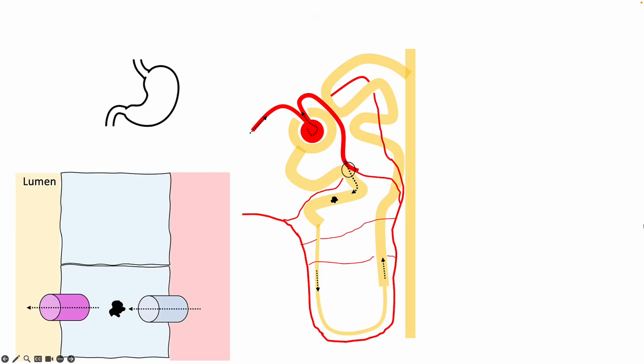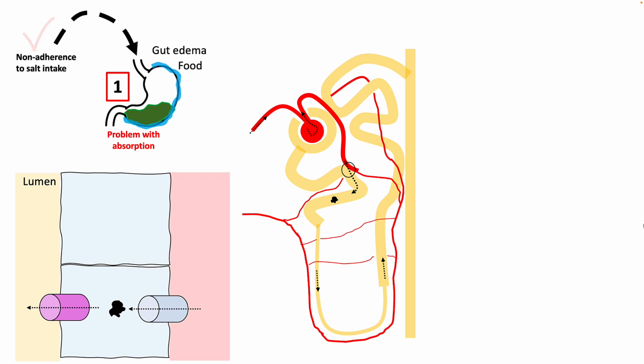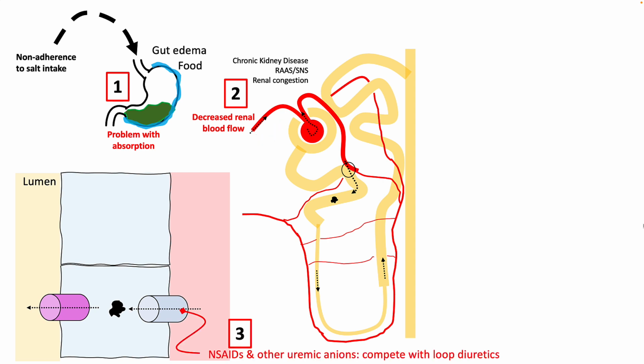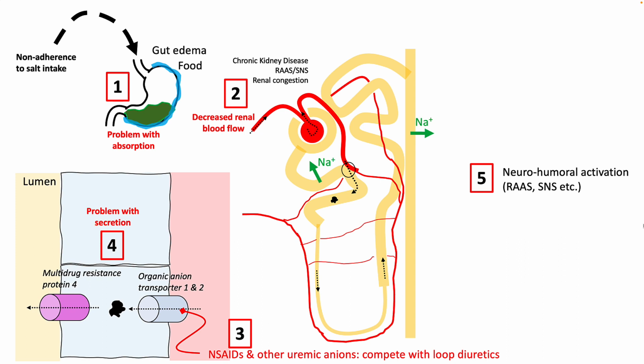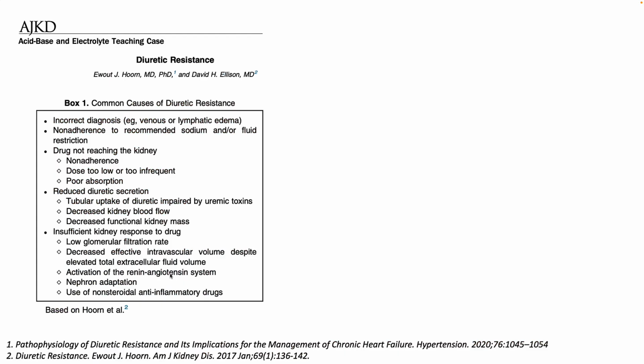We talked about reasons for diuretic resistance in my previous lecture. Go ahead and review it. But in short, there can be a problem with non-adherence to salt intake. There can be a problem with absorption because of food and gut edema. There can be a problem with delivery to the renal tubules because of decreased renal blood flow. And then there can be a problem with secretion of loop diuretic into the lumen because of a problem with transporters. There can be increased sodium reabsorption because of neurohumoral activation and nephron remodeling. These are the two beautiful papers. If you want to review them, you'll have a pretty good idea about diuretic resistance.